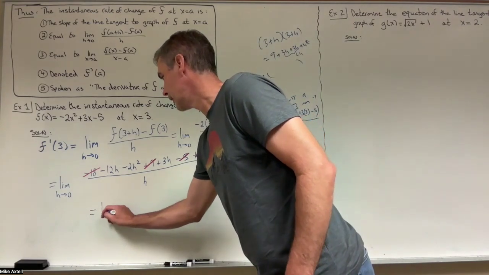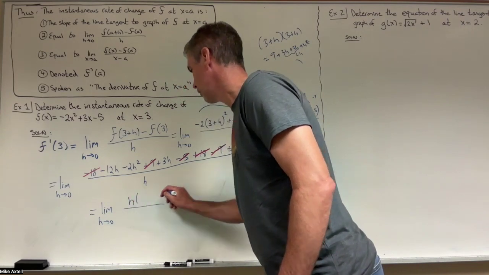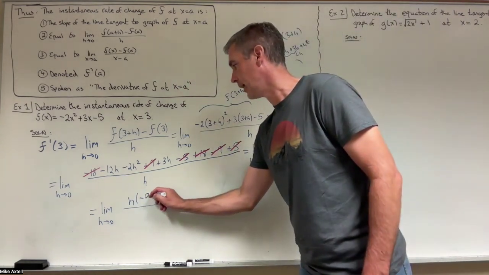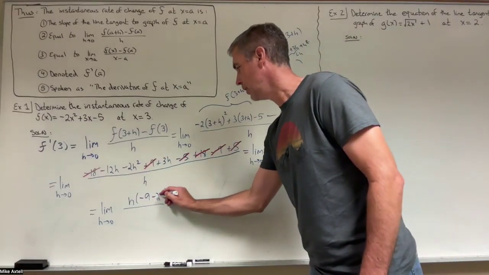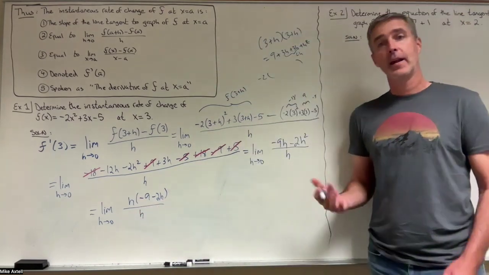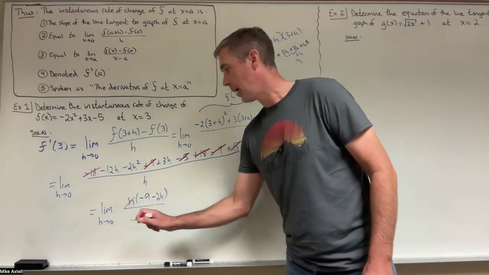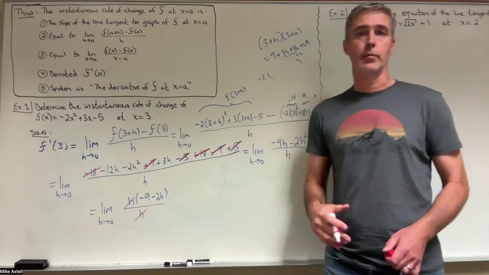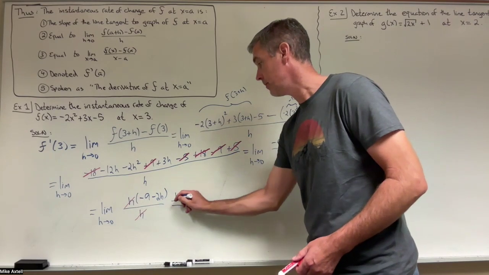So if I come down here, I've got a limit h approaches 0. I'm going to try and factor an h out in front of my numerator. If I drag an h out of a -9h, I'm left with a -9. If I drag an h out of a -2h squared, I'm left with a -2h. And then I have that h in the denominator. Factoring that h out in front of the numerator now allows me to cancel with that problematic h in the denominator. That h in the denominator was what was preventing me from doing direct substitution. It's now gone. So I'm going to do direct substitution.